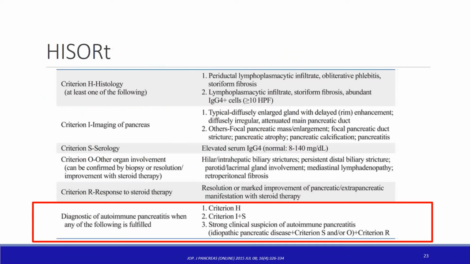I think this is just a nice table reviewing those guidelines, and especially in the bottom here, we can diagnose based on these criteria if we have the histology, if we have imaging and serology, or the strong clinical suspicion and a response to therapy.